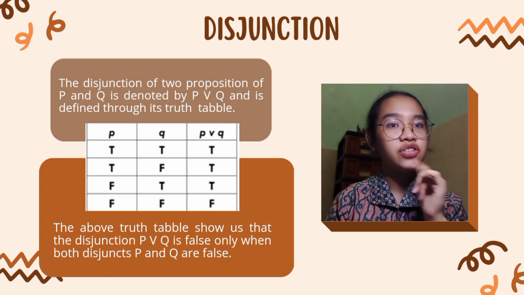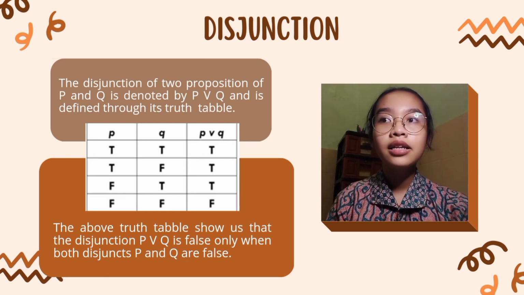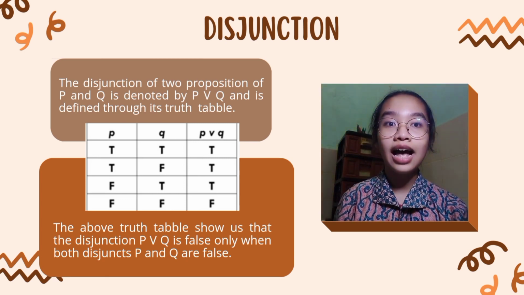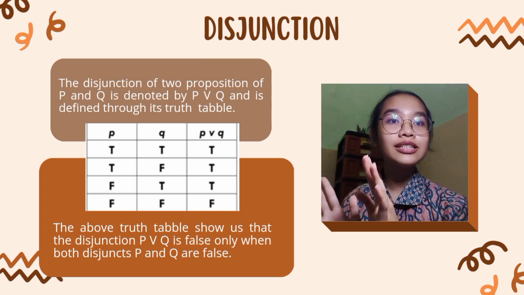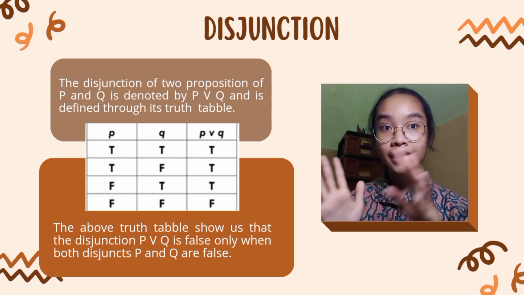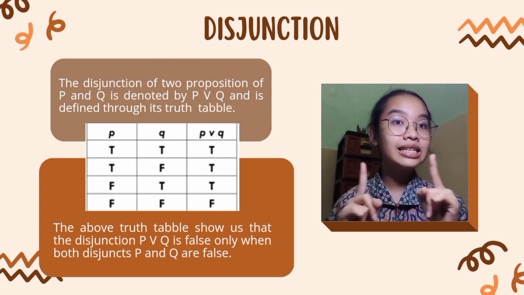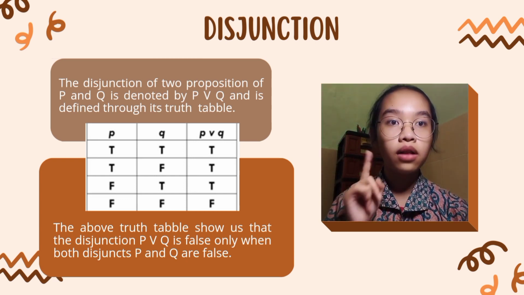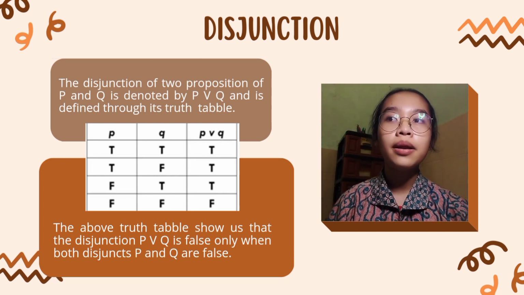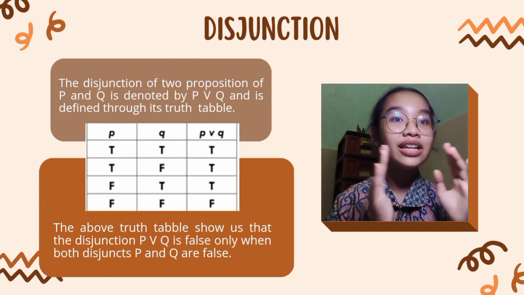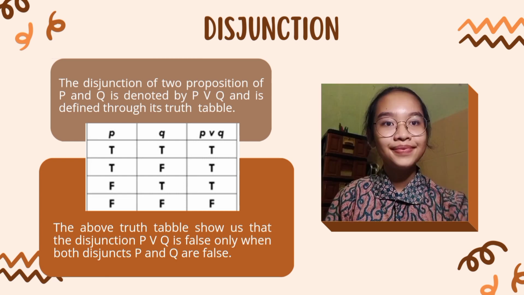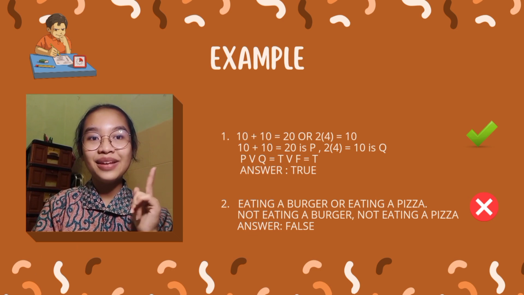So what can we see from there? The above truth table shows us that the disjunction P V Q, or P or Q, or P disjunct Q, is false only when both disjuncts P and Q are false. Okay, let us move to an example.